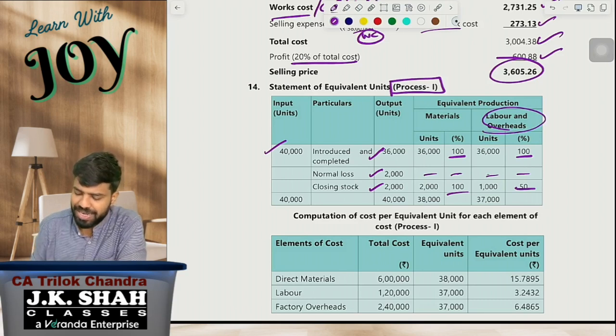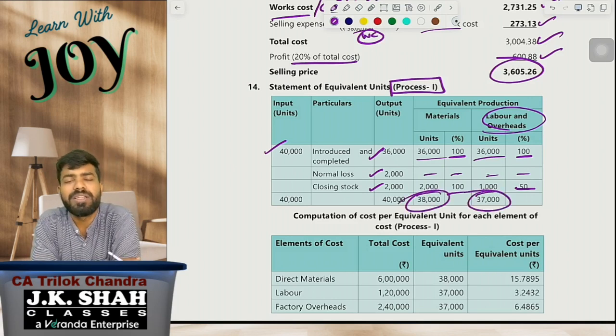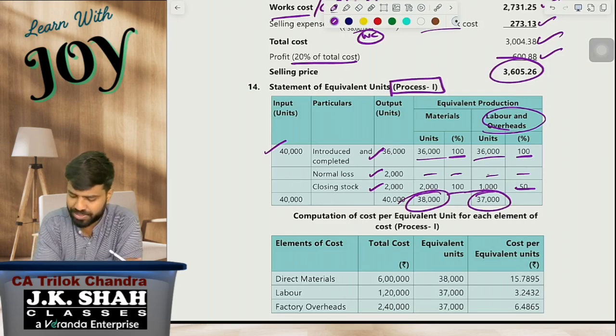Now we know the units. Let us calculate the equivalent units. 36,000 into 100%, 36,000. 2,000 into 100%, 2,000, and 2,000 into 50%, 1,000. If you total, material is 38,000, labor is 37,000, overheads is 37,000. Are you understanding? All of you? Okay, next.